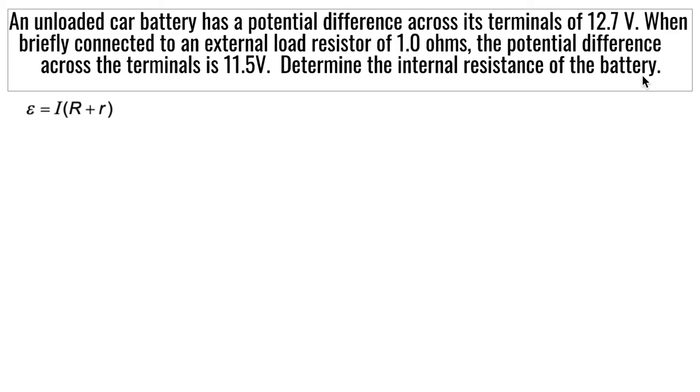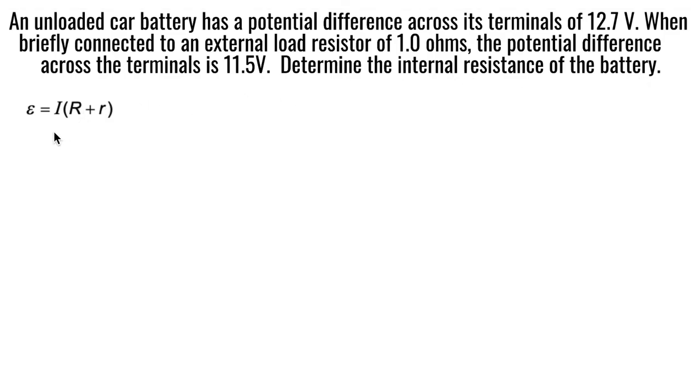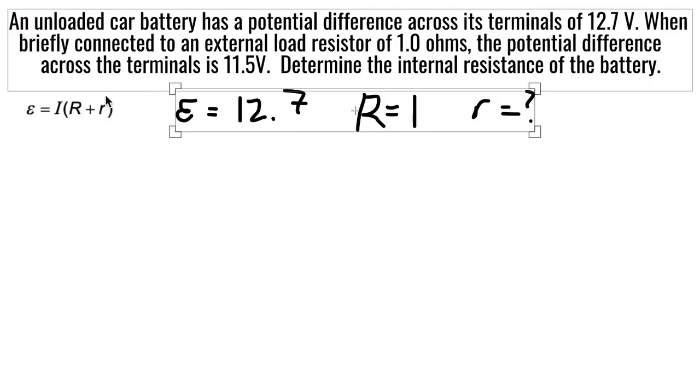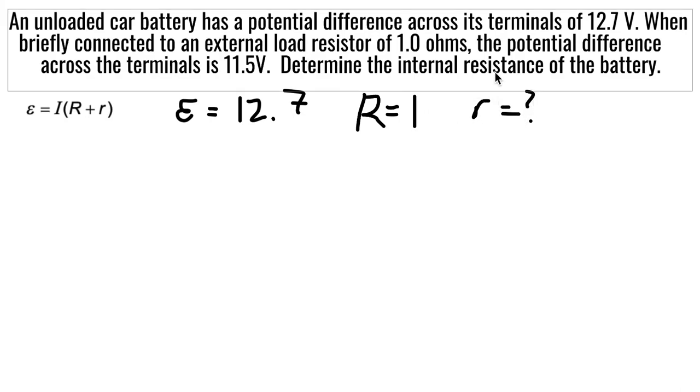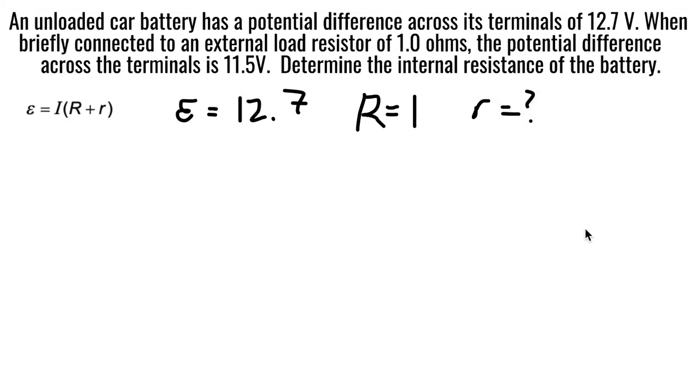So first of all, let's define the terms we know and the terms we want to know. So we have epsilon, which is the unloaded potential difference, which is 12.7. I'm not going to write down units for now. Then we have capital R, which is the resistance of the external load resistor, and a lowercase r, which is what we're trying to find, which is the internal resistance of the battery.